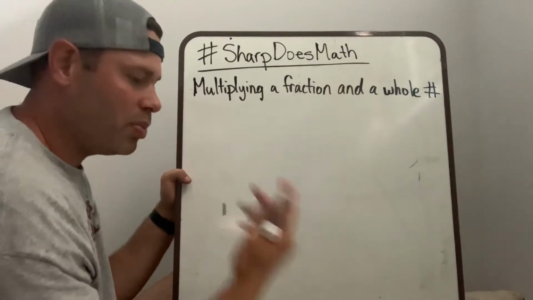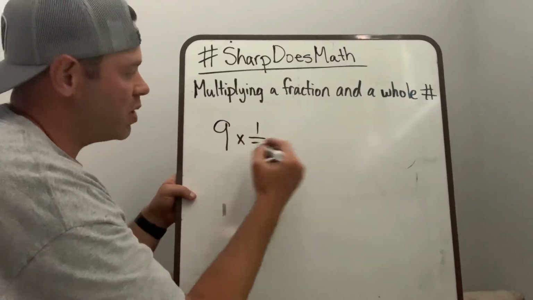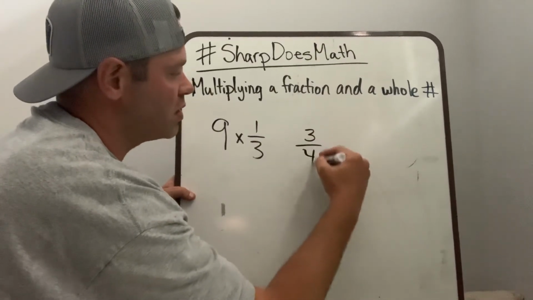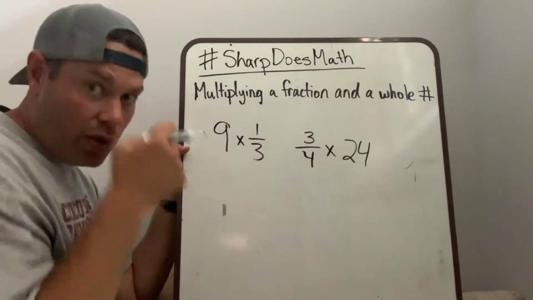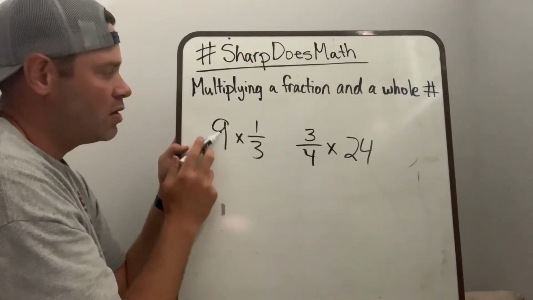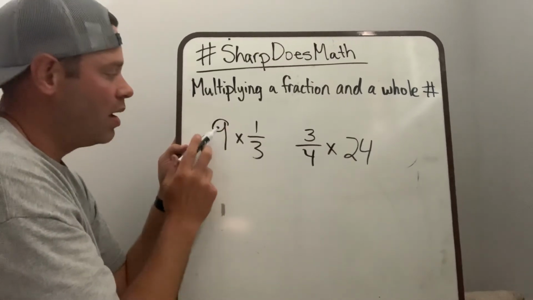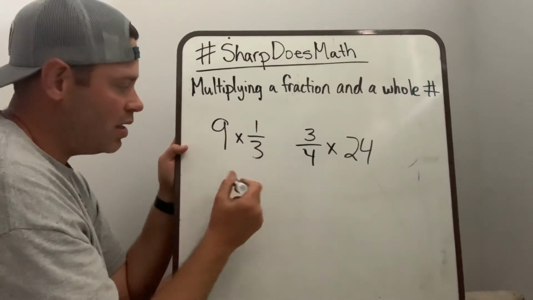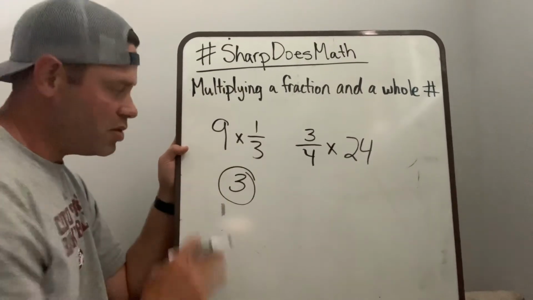So I'm going to do a couple more. I'll put a couple up here at the same time. So let's go 9 times 1/3, and I'll also go 3/4 times 24. I'm going to multiply first on this one, and I'll divide first on that one. So again, multiply by the numerator, divide by the denominator. 9 times 1 is 9. 9 divided by 3 is 3. And that's my whole. If you cut 9 into 3 equal pieces, you'd have 3.